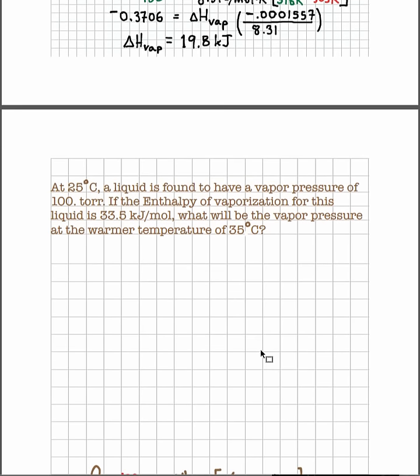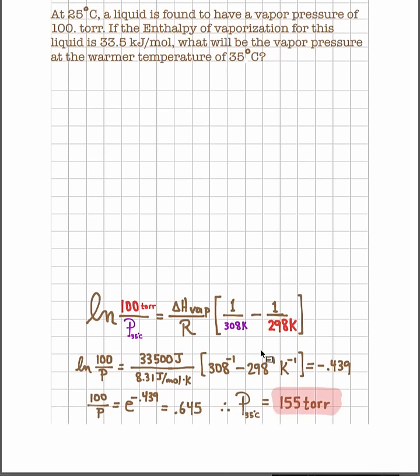Well, here we go. This time the unknown is the vapor pressure. The enthalpy of vaporization. There we go. 100 torr is the vapor pressure at 298, or what is the pressure at 308? The gas constant is 8.31.